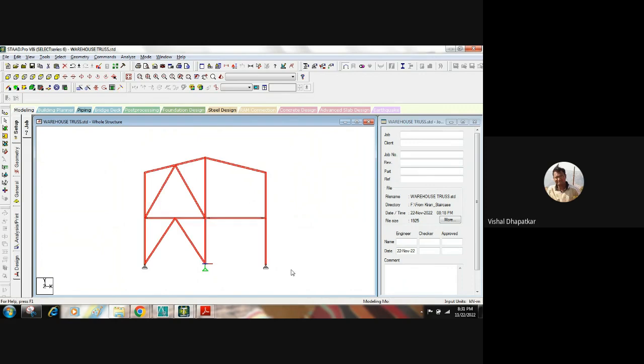So any doubt up to this? In the next session we'll apply all the loads from the roof to the wall load, again load, self weight. We'll create some cases and then we'll design the structure.